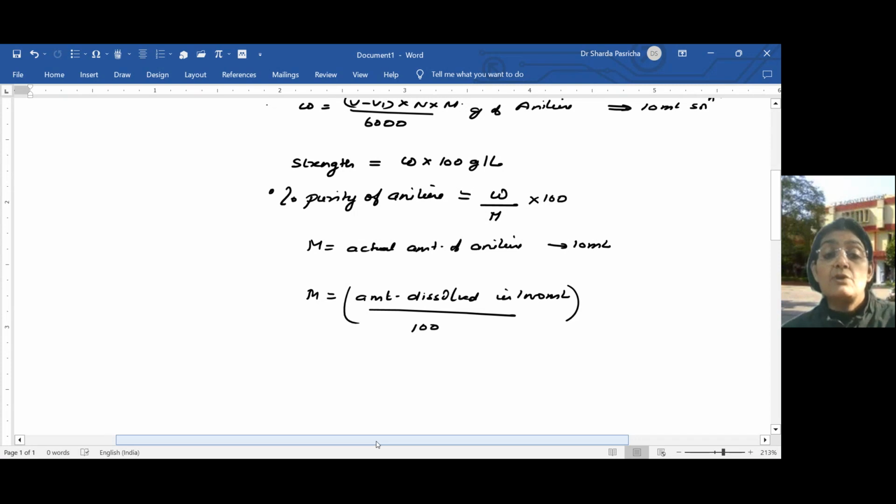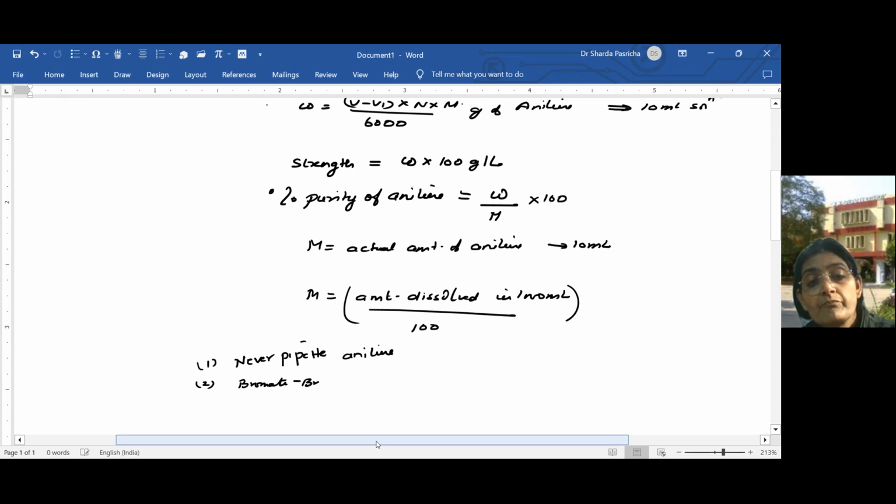There are few things that you have to be very, very careful about. Number one, never pipette aniline. We are going to put aniline in the burette, so you can take aniline from the burette. We will also put the bromate-bromide solution in the burette. We take the bromate-bromide solution also from the burette. The amount of starch that you add for every titration should be nearly same.